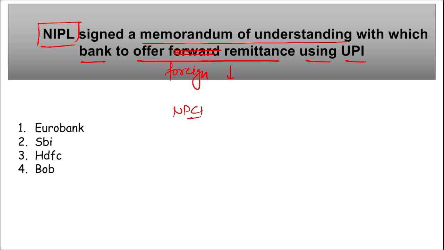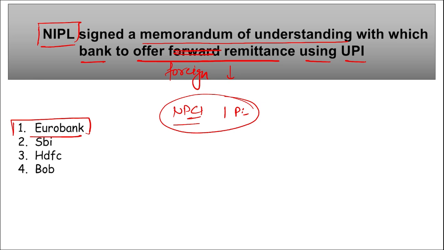NIPL is the NPCI International Payments Limited. So recently NIPL, a subsidiary of NPCI, has signed an MOU with the Greece-based bank, Eurobank. Correct? And this was to offer foreign inward remittance using UPI. This will revolutionize the process of international money transfer, and this will help India gather more funds, and it will become easy for Indians working outside India to send money back home, right?